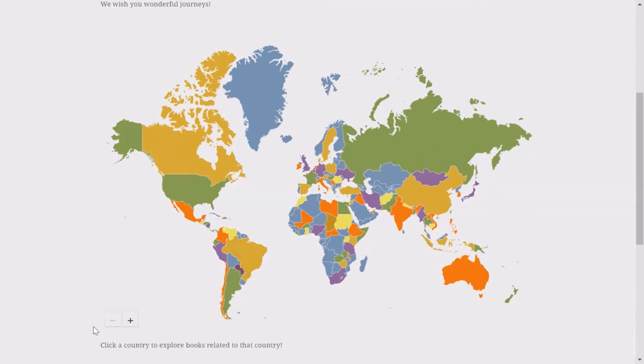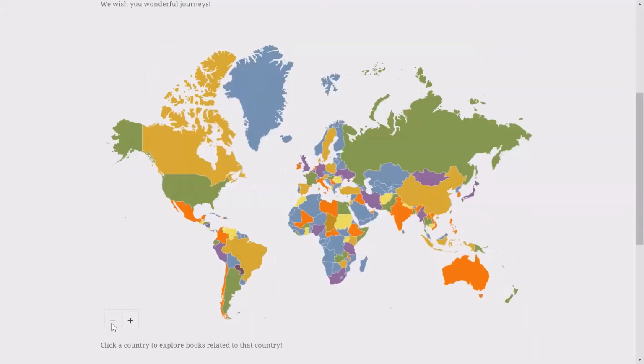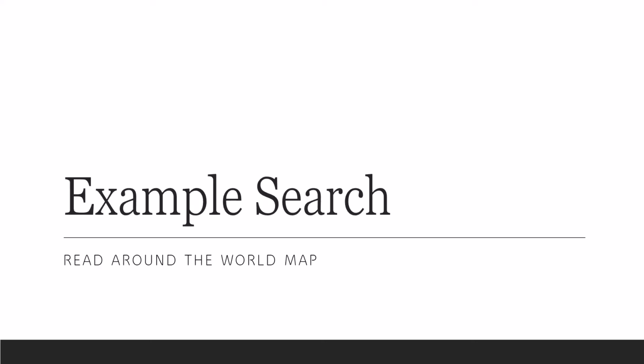To enlarge the map, click on the plus icon on the lower left-hand side, and to minimize the map, click on the minus icon. Something that should be kept in mind is the blue countries on the map. Countries that are colored blue on the map do not have any search results available. When hovering the mouse over the blue countries, the mouse icon will remain as an arrow icon. This means that those countries are unable to be clicked.